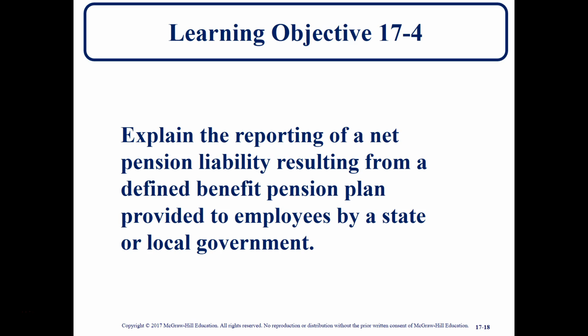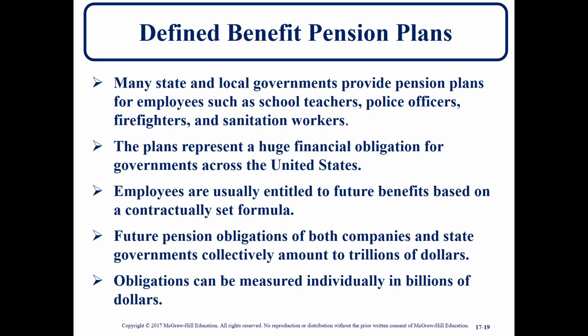The fourth objective: explain the reporting of a net pension liability resulting from a defined benefit (DB) pension plan provided to employees by a state or local government. In a defined benefit pension plan, many state and local governments provide pension plans for employees such as school teachers, police officers, firefighters, and sanitation workers. These plans represent a huge financial obligation for governments. It's a very powerful pension plan to have, and it's really the best one that people can get. Now, you'll see in most of your companies that a lot of the defined benefit pension plans have been going away, either frozen or shut down completely because the costs are quite large and staggering.